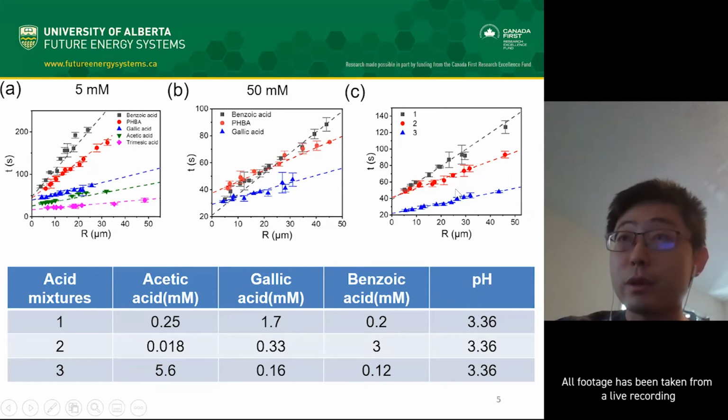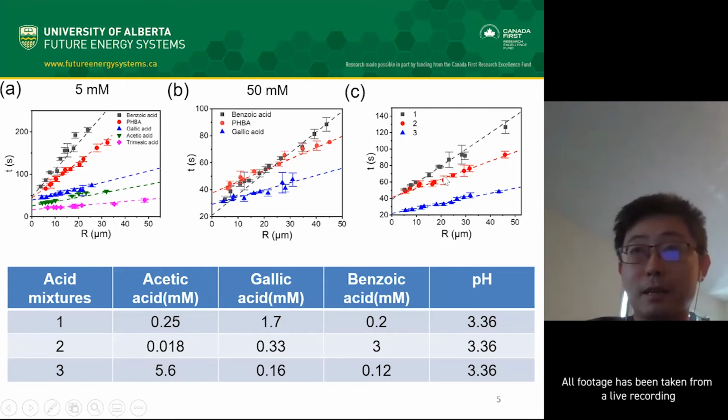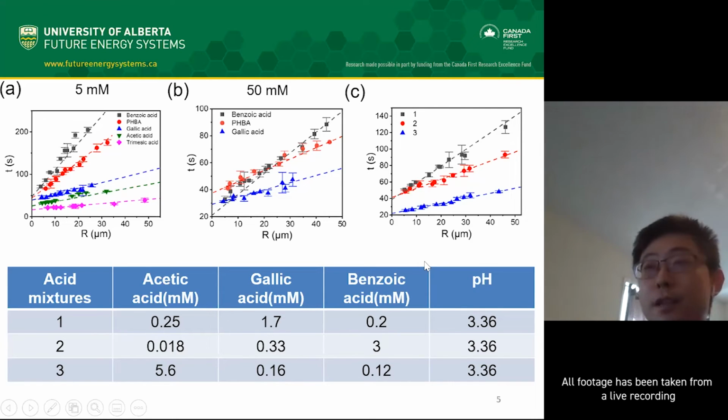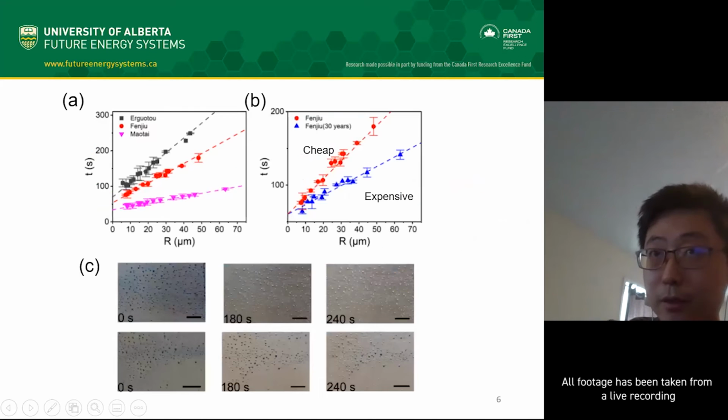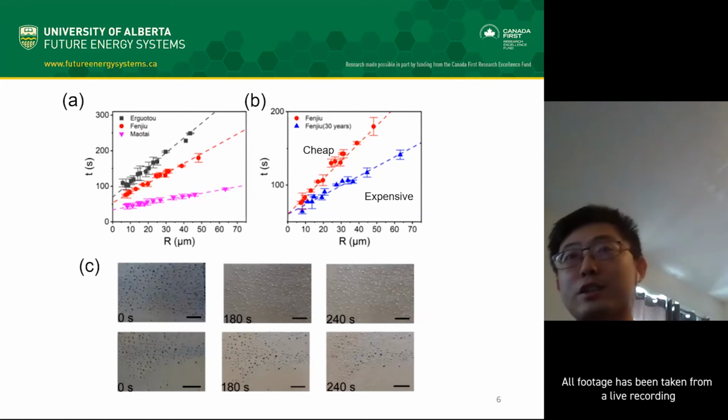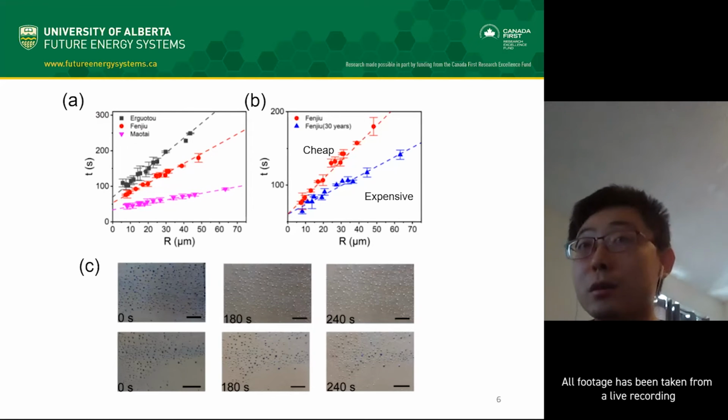Inspired by this, we tested acid mixtures. Those acid mixtures have the same pH value but different component ratios. We find that even though they have the same pH value, they show totally different decoloration curves. Inspired by this, we applied our method to the detection of counterfeit alcohol.